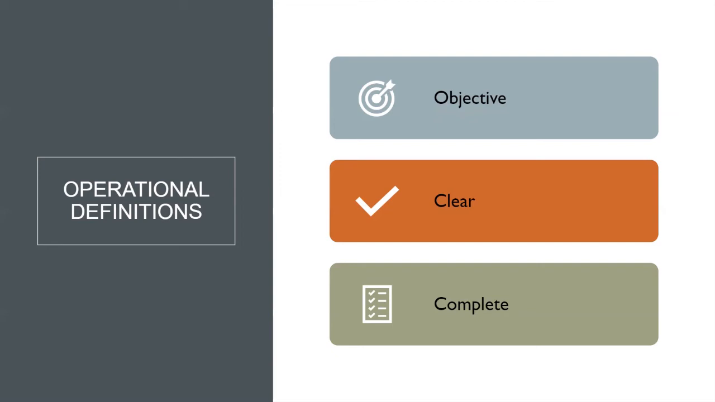Lastly, we're going to go over operational definitions. These definitions of target behaviors should be objective, clear, and complete. It is important to make sure to review the operational definitions of each behavior because you need to know what you're looking for during your observations. You want to be accurate with your data and cognizant of recording the correct target behaviors.